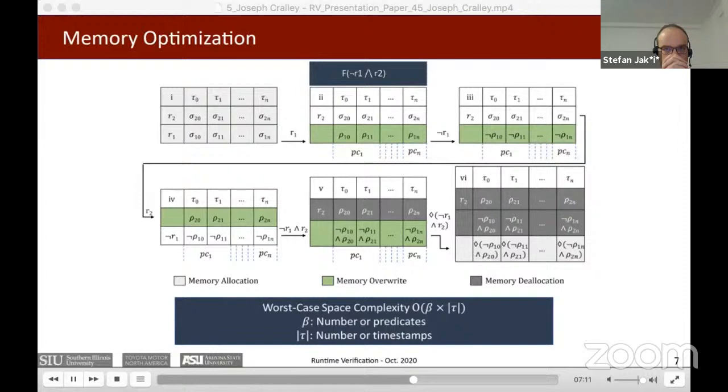Then, in the bottom left, the distances are calculated for R2 and stored in the row R2. After that, NOT R1 and R2 is calculated and stored in the row that contains R1. After the AND operation, the row R2 is deallocated as it is no longer needed. In the final table, in the bottom right, the eventually operator is processed. A new row needs to be allocated to store the results. Then, after the operation is complete, the row that contained the result of the AND operation is deallocated.